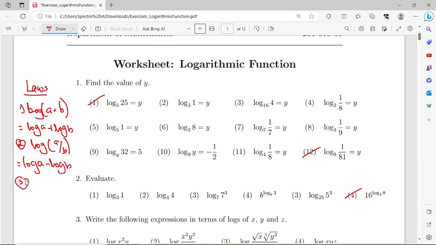Three, when you have the log of a raised to b under any base x, this is the same as b multiplied by the log of a under the base x. Four, the student also has to realize that the log of a base a is always equal to 1.